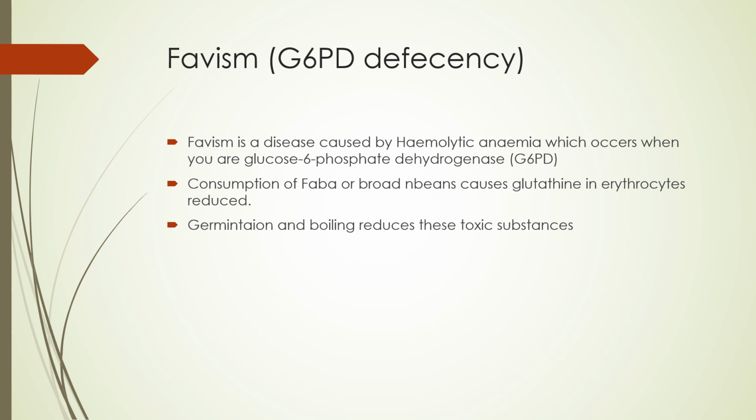Favism is a disease caused by hemolytic anemia which occurs when you are G6PD deficient. Okay, consumption of faba or broad beans causes glutathione in erythrocytes to be reduced. This causes G6PD deficiency. Germination and boiling reduces these toxins. Okay, now next.